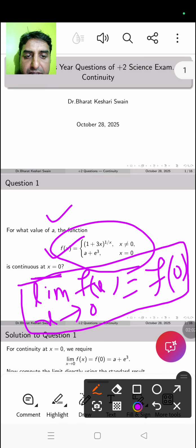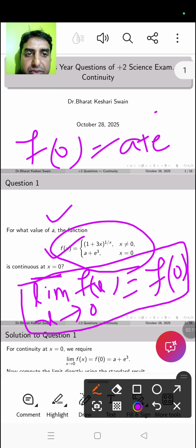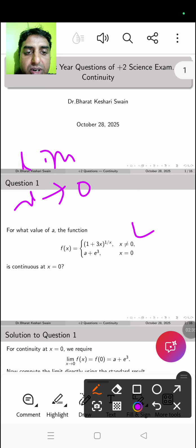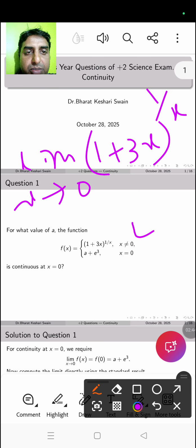Now the functional value is given. f(0) is equal to a plus e^3. Only we have to find the limiting value, then make it equal to f(0), and then we can get a. So first find the limiting value. Limit of f(x) as x tends to 0, where x is not equal to 0, and the function is (1 + 3x) to the power 1 by x.